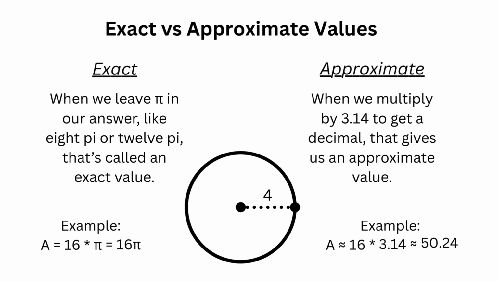Leaving pi in your answer, like 16 pi, gives an exact value with no rounding. But if we multiply by 3.14, we get an approximate value we can measure or compare, like 50.24. Now let's practice finding area using both kinds of answers.